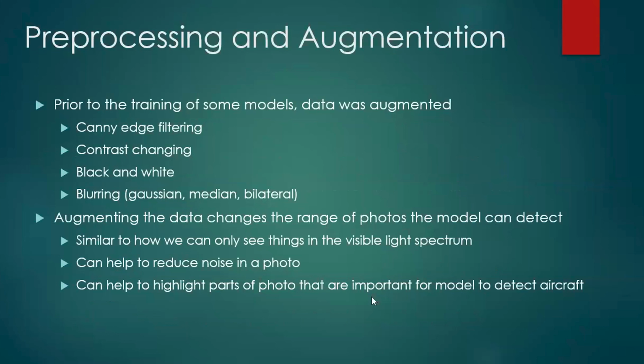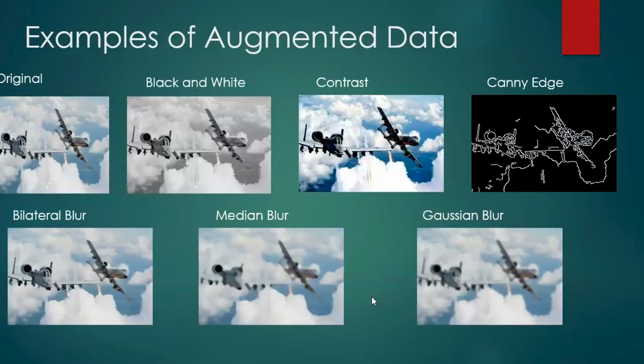The reason this was done was so that each individual model could specialize in detecting certain kinds of images. This was also done to help reduce noise in some photos, and this can help highlight parts of photos that are important for models to detect aircraft. Here's some examples of augmented data.